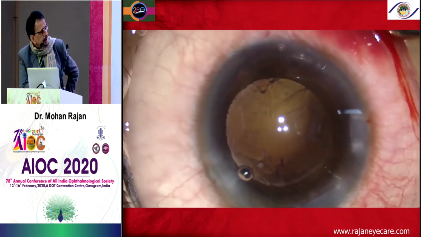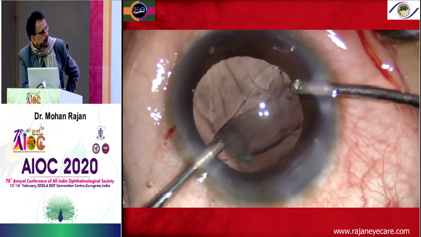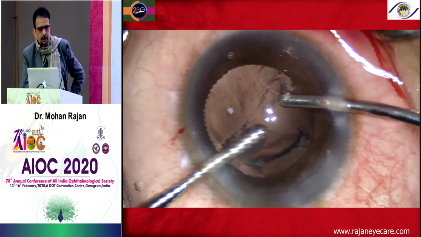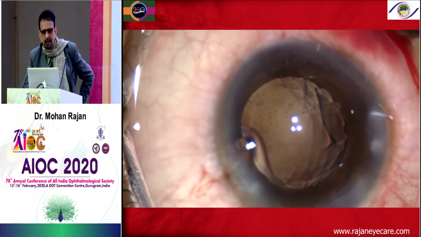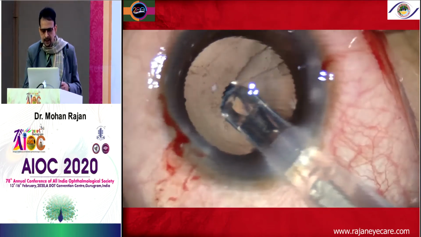In this patient, I couldn't convert that into a small piece in the capsular excess because the PC tear was extending almost into the equator. Went ahead and put a single piece lens in the bag, and the patient did very well.